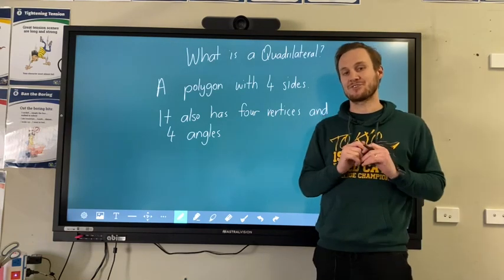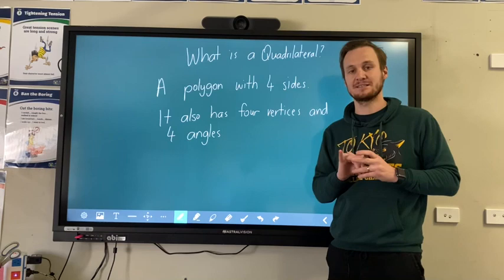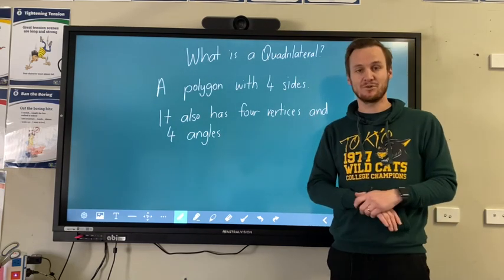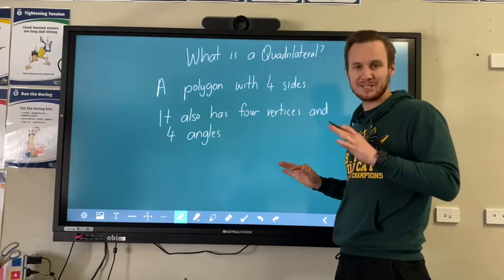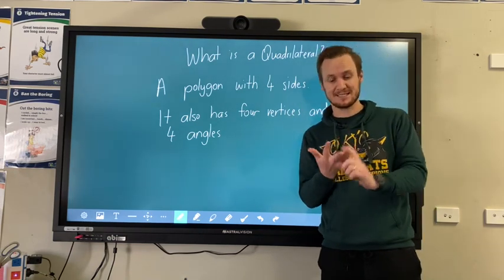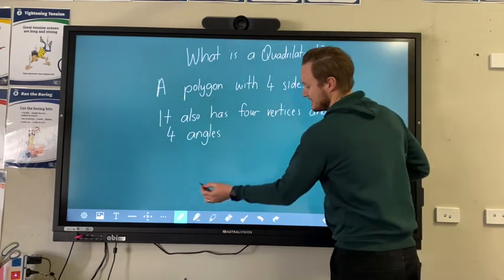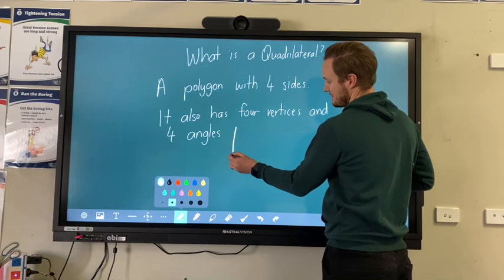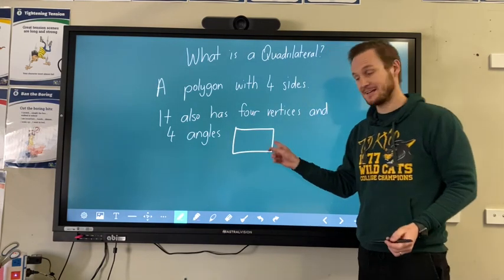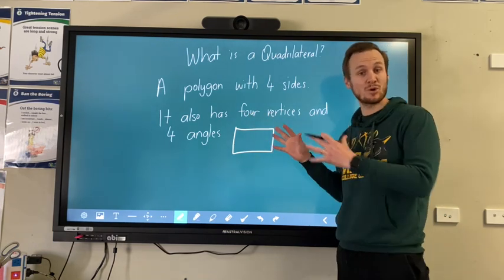What is a quadrilateral? Now, a quadrilateral is any polygon with four sides. And because it has four sides, it also has four vertices and four angles. So remember, a polygon is anything that has more than three sides with straight lines and that's closed in, okay? So let's try and draw a four-sided shape with straight lines. Does it have four angles, four vertices, yes, and four sides. So this is considered a quadrilateral.